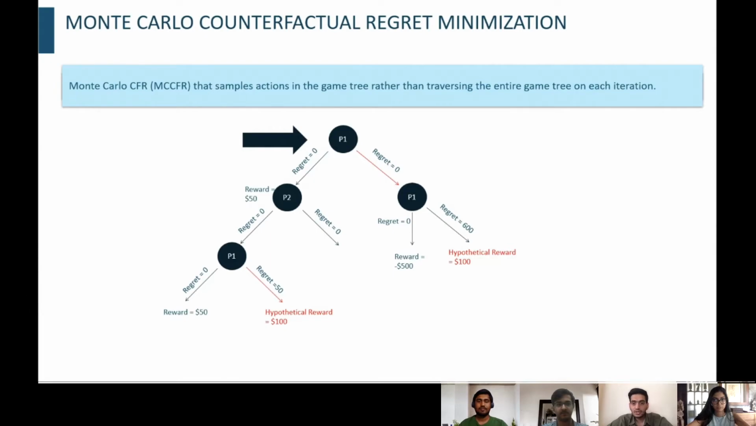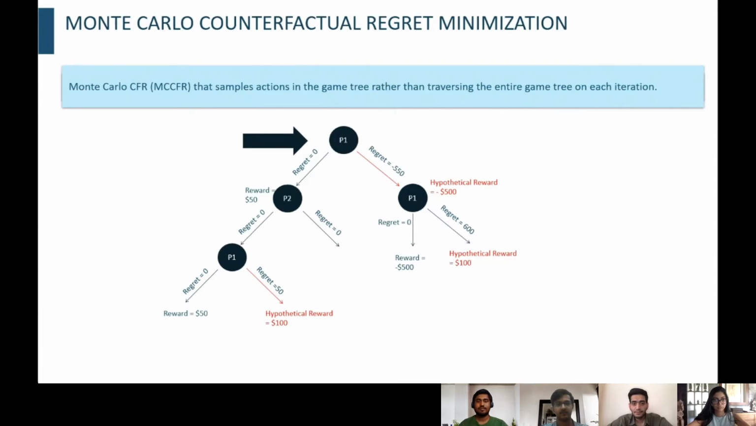Since they would have chosen the action leading to minus 500 if they had gone right, the hypothetical reward for the top node is now minus 500. One can't cheat and see what the rewards are before choosing their action, so the regret for the right action becomes minus 550 now. After this iteration is complete, the same thing is done for player 2. Then we cycle through all the players, and when we get back to player 1, actions that have higher regret will be played with higher probability. Now, next.